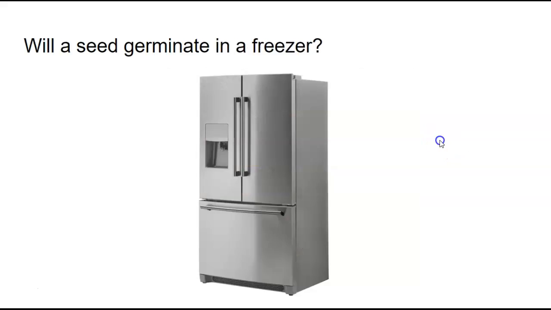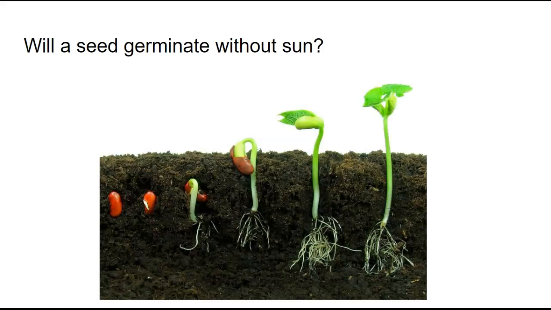So let's talk about our next thing. What about if I put seeds in a freezer? You think they'll germinate? They most likely are not going to germinate. So plants, in order to germinate, probably need the right temperature. They won't do it if it's super, super cold. How about without sun? Take a look. The seed is underground. It doesn't need sunlight, right? Because it's underground, sunlight's not something that it's going to need to germinate. So far we only have temperature.